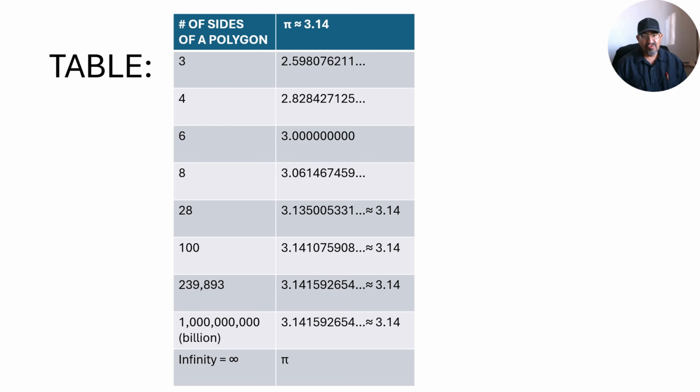If you do a 239,893-sided polygon, which is pretty detailed, that's the number that they use inside your calculator. So if you hit your scientific calculator, you put pi equals, it will come up with that number. And that's plenty accurate enough for any calculations you do. Even if you go to a billion-sided polygon, you're going to end up with the same number, because the difference is so minute, so small, it doesn't even matter.